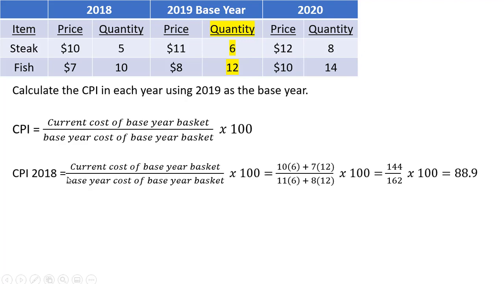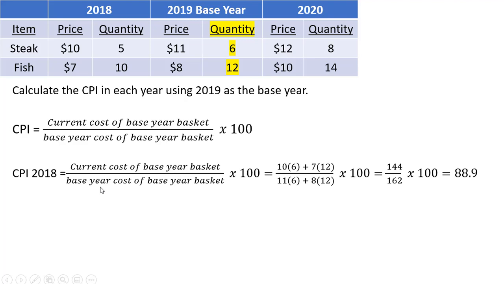So let's look at 2018. The current cost of this fixed basket, the base year basket, is going to be the 2018 prices multiplied by the base year basket. So 10 times 6 plus 7 times 12. So that's going to be the numerator. 10 times 6 plus 7 times 12, so that's the current cost of this fixed or base year basket.